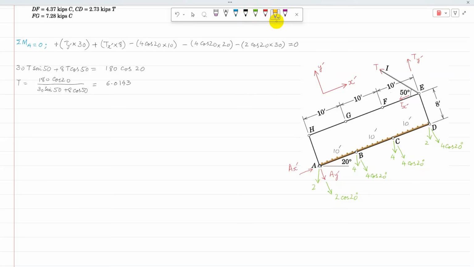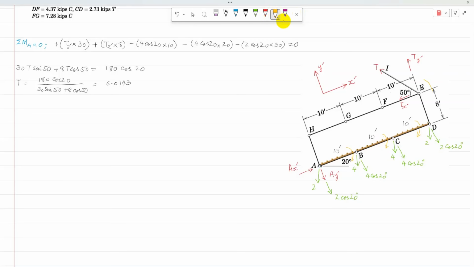Now taking moment about point A and considering components of load along the length of the bridge, 4 cos 20 is going to produce moment in the anticlockwise direction. The other 4 cos 20 acting at C is going to produce anticlockwise moment, and 2 cos 20 is going to produce moment in the anticlockwise direction. Then Tx, the line of action of Tx is along DE, and the perpendicular distance from the line of action to point A is AD, which is 30, and Ty is going to produce moment in the anticlockwise direction.